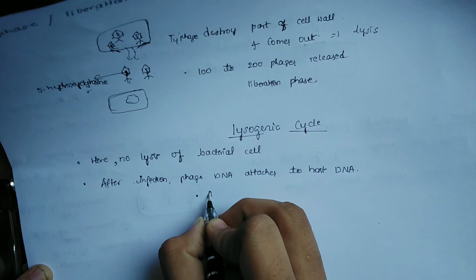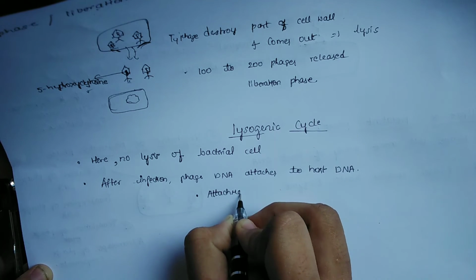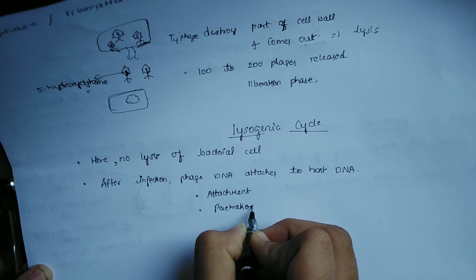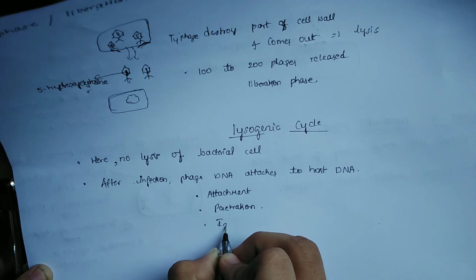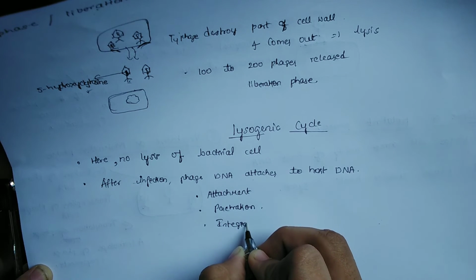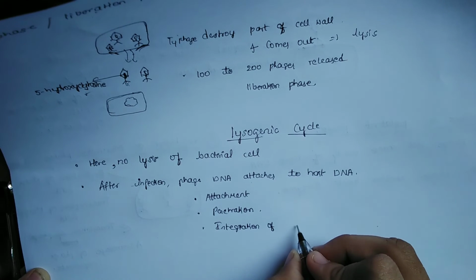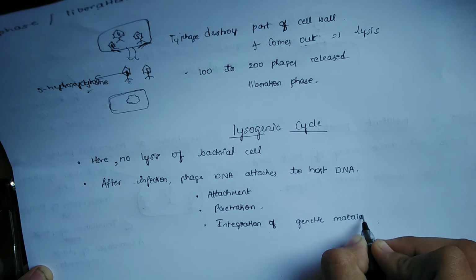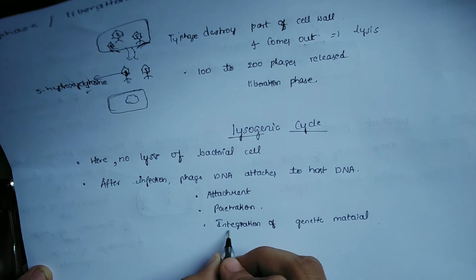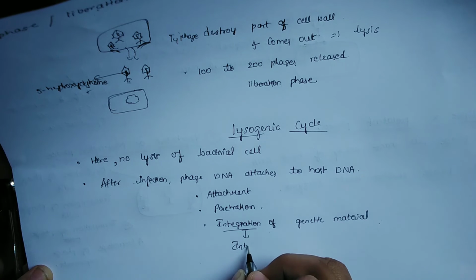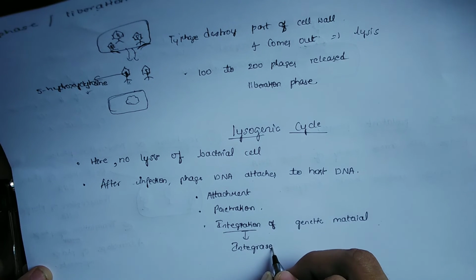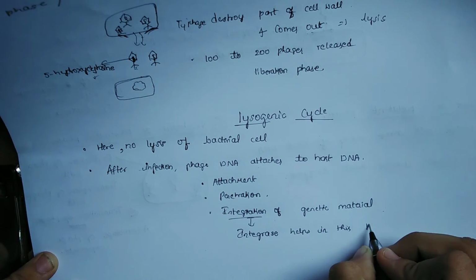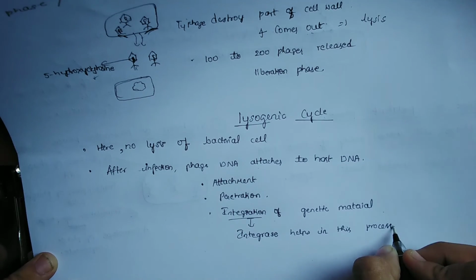The first phase is attachment. It attaches to the bacterium. Second is penetration, the penetration of the DNA into the bacterial cell. Next is integration, the integration of genetic material, which is helped by integrase. These enzymes act in this process.